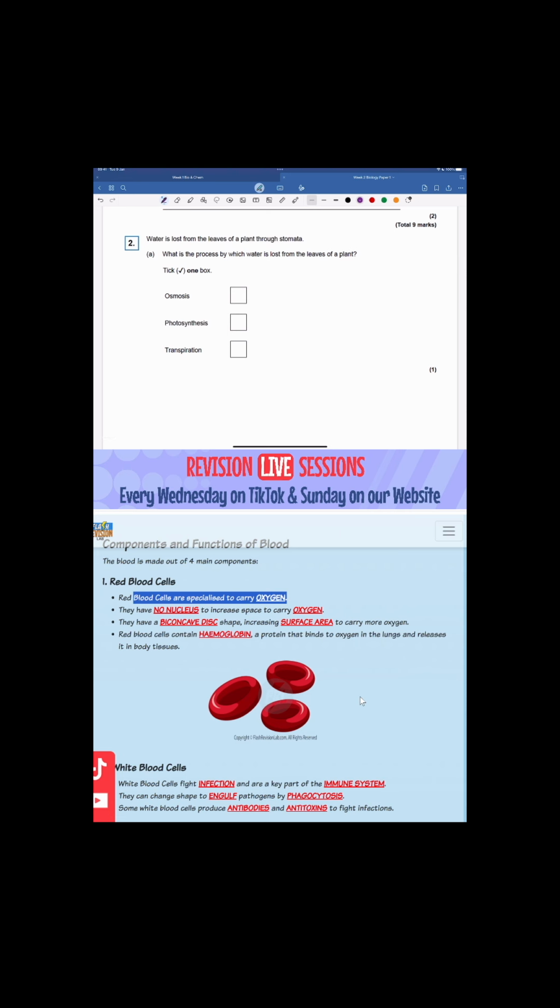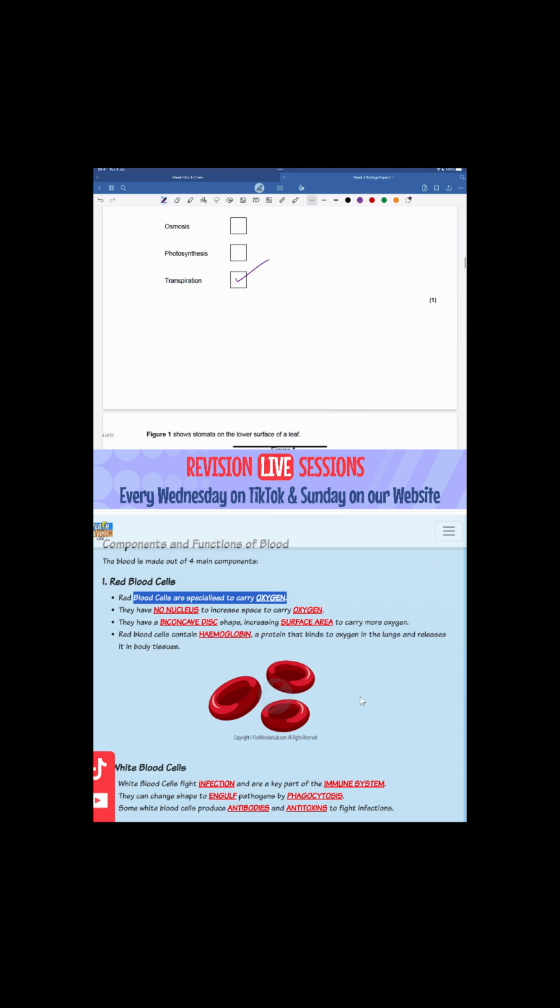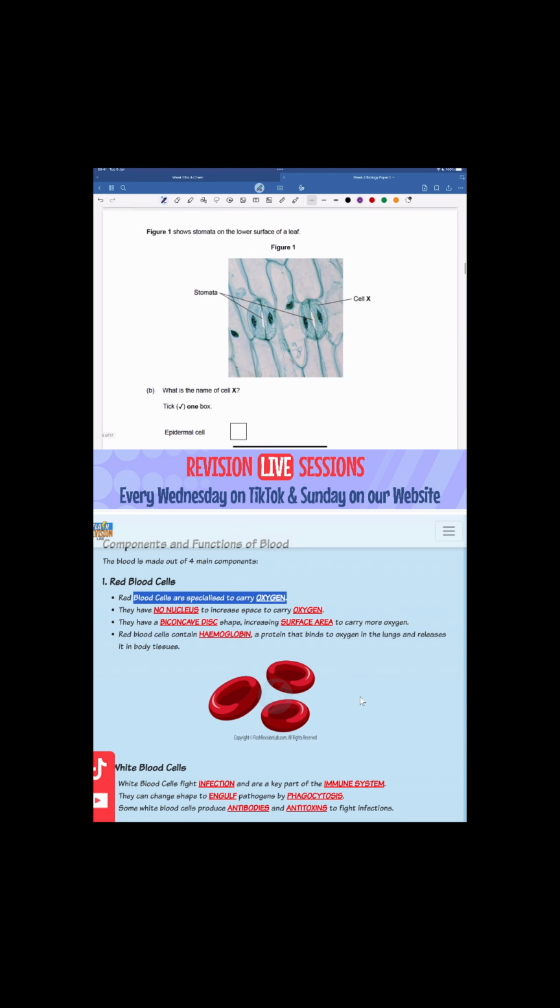Water is lost from leaves of a plant through stomata. What is the process by which water is lost from the leaves of a plant? Well done. Transpiration. Yep, everyone's saying it. Answers transpiration. Good, that's another mark. So this question is all about transpiration. Usually the first part of a question gives you an idea as to what the rest of the question is all about.